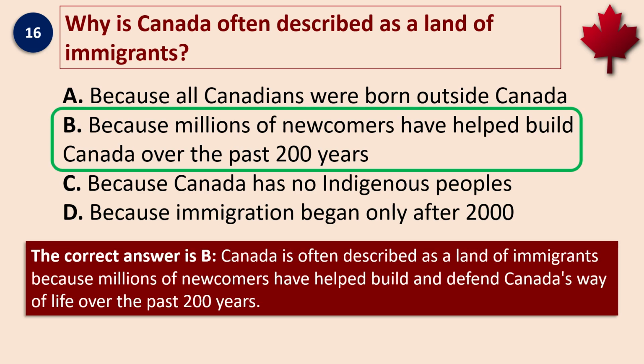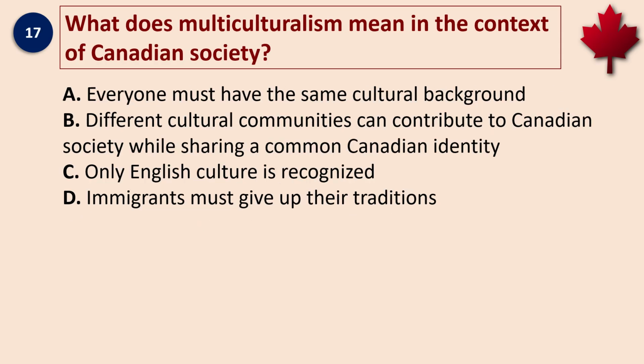The correct answer is B. Canada is often described as a land of immigrants because millions of newcomers have helped build and defend Canada's way of life over the past 200 years. What does multiculturalism mean in the context of Canadian society?